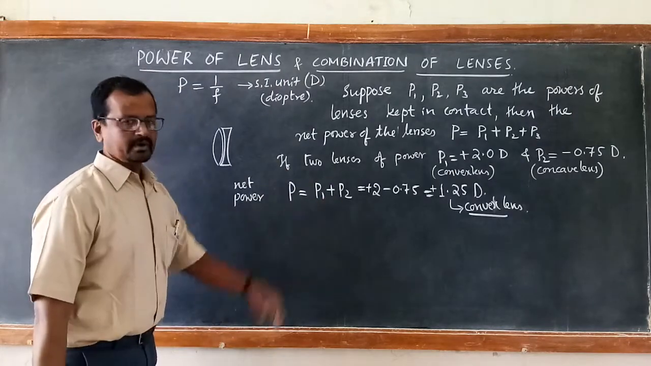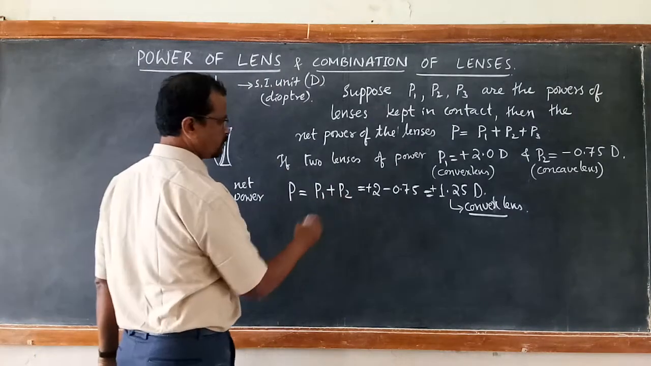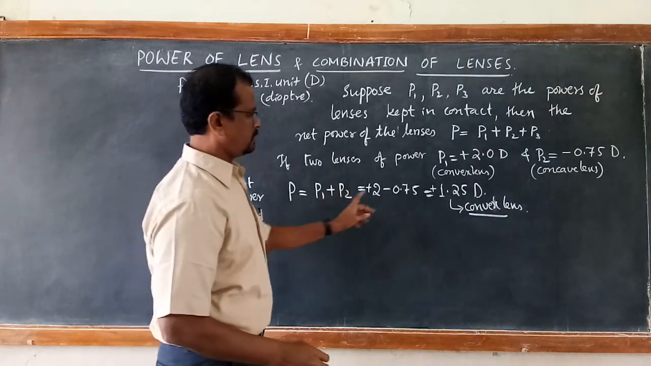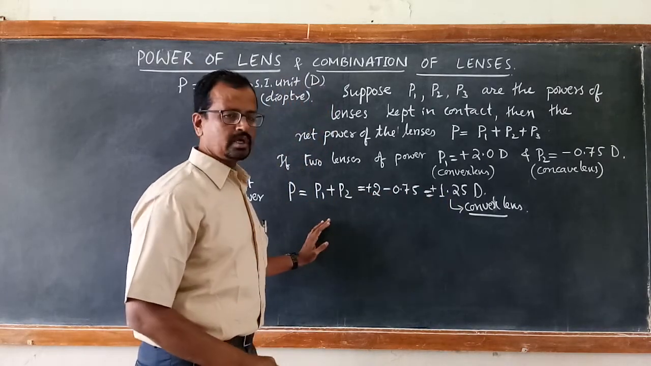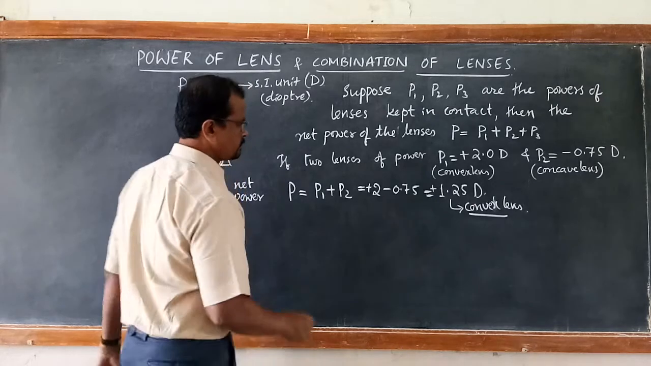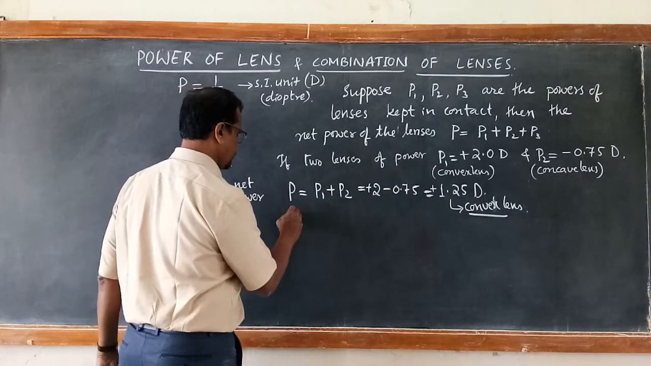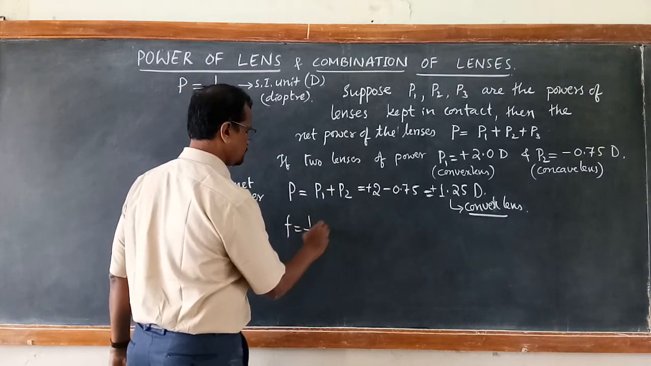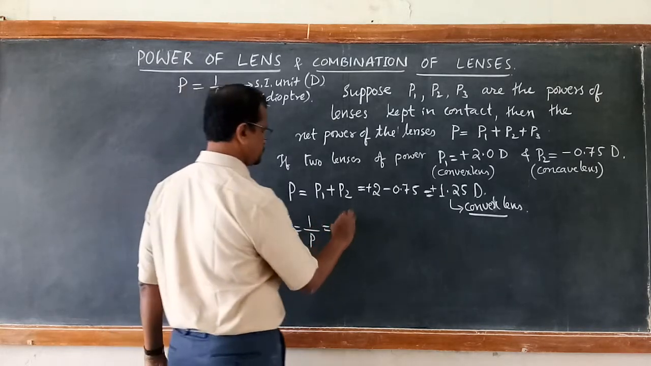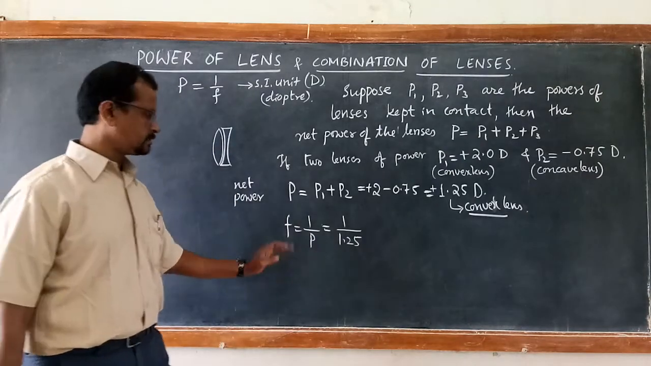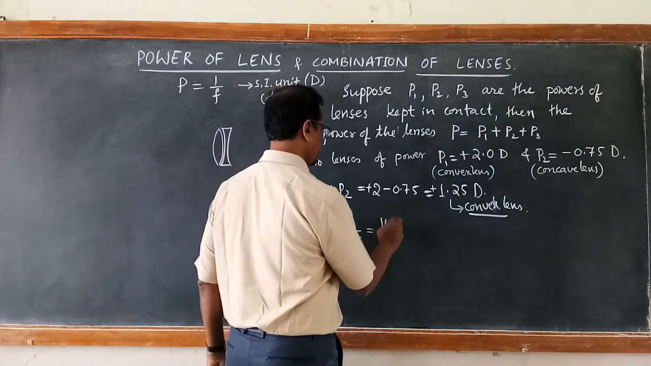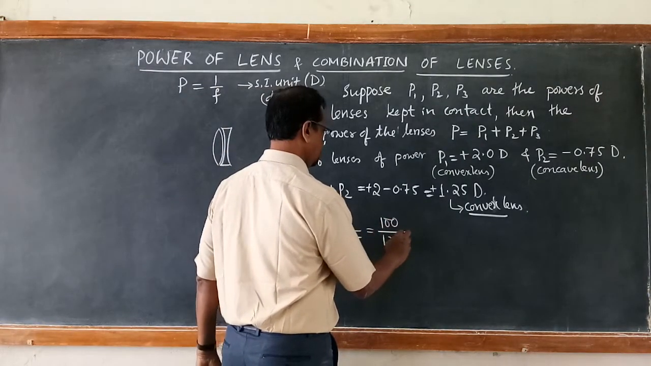So what will be its focal length then? The focal length should also be positive. When the power is positive, 1.25 diopter, the focal length should also be positive. So we know that F is equal to 1 by P. So 1 by P means 1 upon 1.25. So these are all in the SI units. So this, if you simplify, it becomes 100 divided by 125.